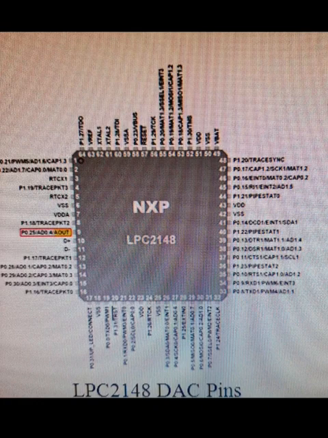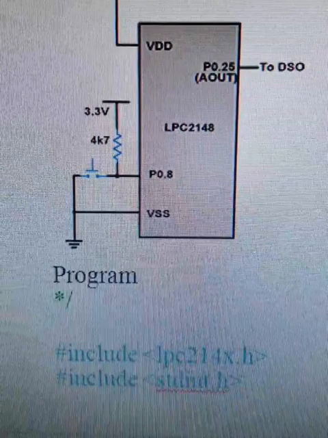In programming the digital to analog converter, first configure P0.25, the AOUT pin, as the DAC output. It is done using the PINSEL register. Then set the settling time using the bias bit in the DAC register. Now we write the 10-bit value which we want to convert into analog form in the value field of the DAC register.